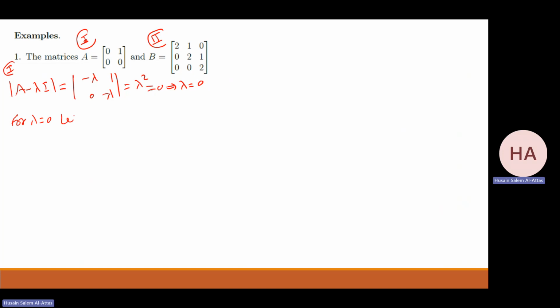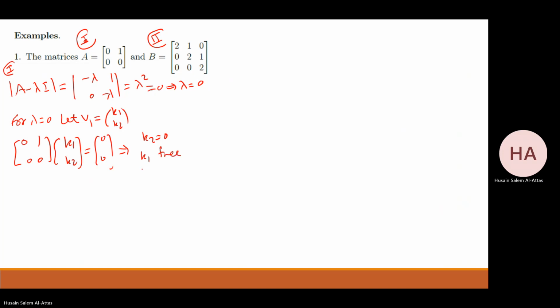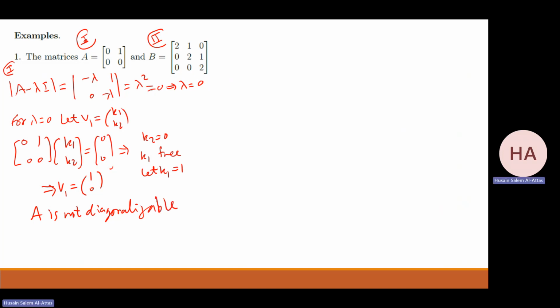I let V1 be K1, K2. I'm getting 0, 1, 0, 0 times K1, K2, that will be 0, 0. So I have K2 equals 0, and K1 is free. So I let K1 equal 1. I'm getting only one eigenvector, P1 equal 1, 0. So A is not diagonalizable. I have a 2 by 2 matrix, so I need 2 eigenvectors for A to be diagonalizable. I have only 1. Let me do the second one.